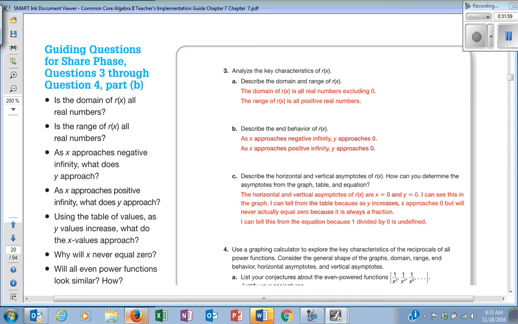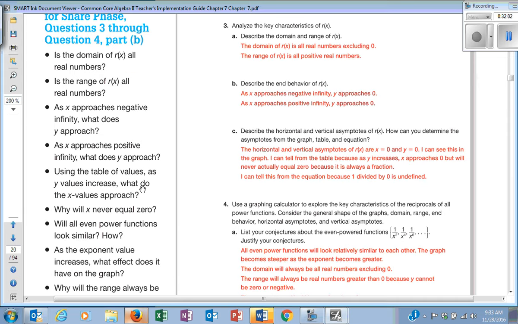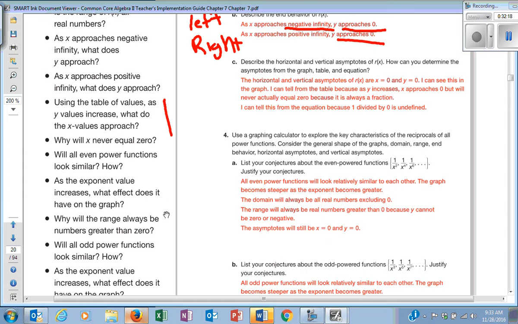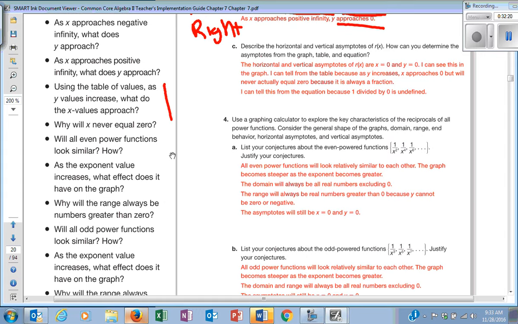Describe the end behavior. Well, as x is going to negative infinity, or as x is going left, my y approaches 0, which means it's just getting closer to 0. As it goes to the right, my graph again is approaching 0. Alright? Describe horizontal and vertical asymptotes. We got x equals 0 and y equals 0. We talked about why those can be there.